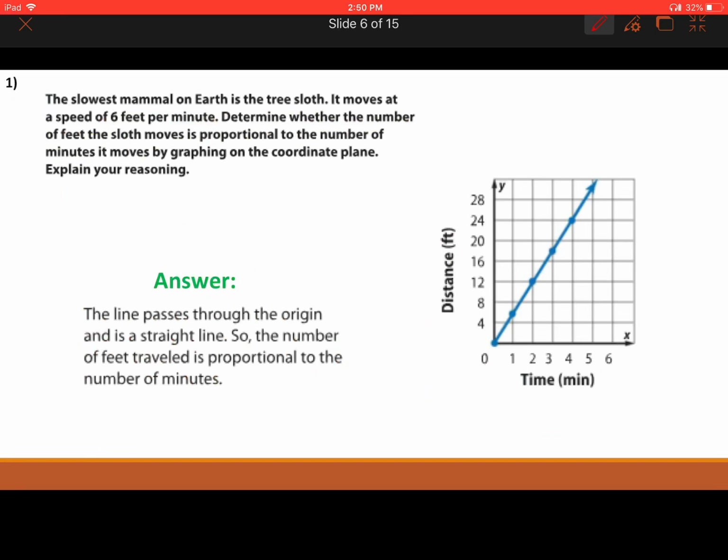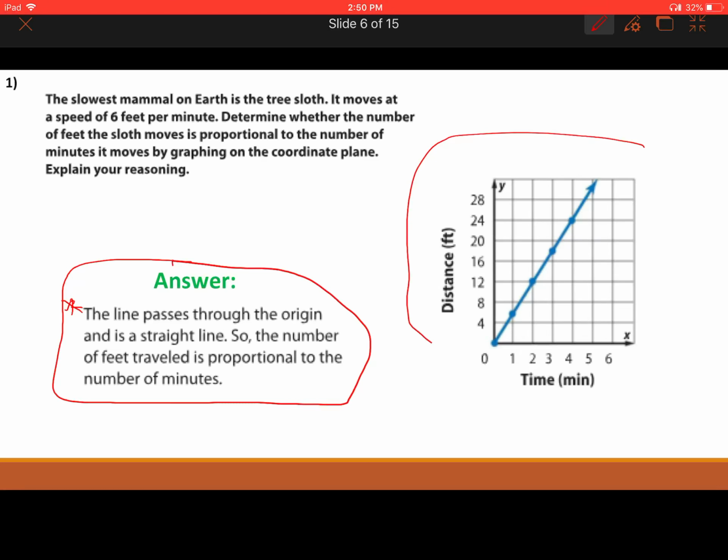Alright, let's look at this information in a very clear way. So this is the answer from the book, and we want to make sure that we put our answer in a complete sentence. Please read it. It says that the line passes through the origin and is a straight line, so the number of feet traveled is proportional to the number of minutes. Okay. Please make sure as you write your answers that you write them in complete sentences. And please make sure that you understand that when you graph your relationship, if the line is straight and goes right through this point, the origin, then it is proportional.